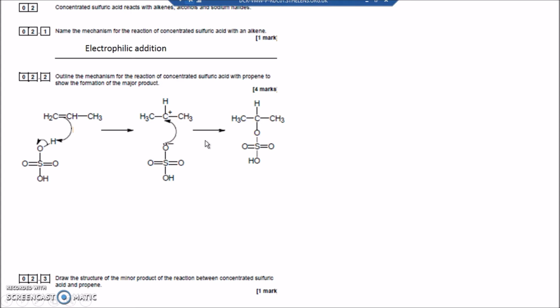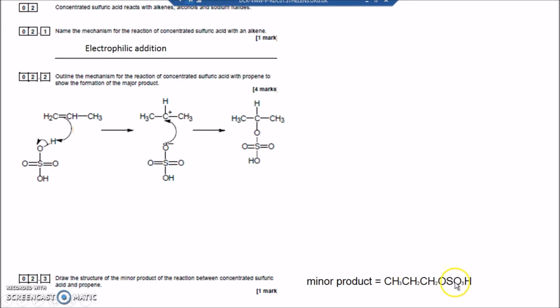Draw the structure of the minor product of the reaction between concentrated sulphuric acid and propene. So instead of the H bonding to the left-hand carbon and forming a stable secondary carbocation, as normally happens, the major product, it could, in theory, a small amount could do the opposite. So the H could bond here and leave the plus on carbon number 1, and the OSO2OH could bond onto carbon number 1 instead of carbon number 2 via a primary carbocation. That's less stable than the secondary carbocation, but it could occur in small amounts, and that's called the minor product.